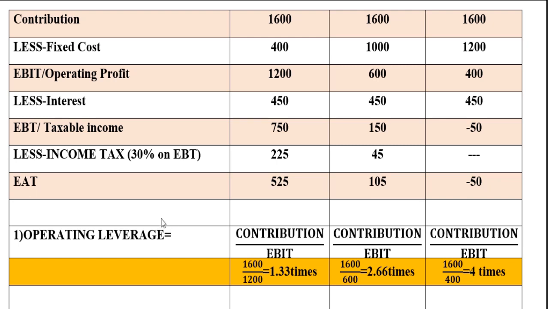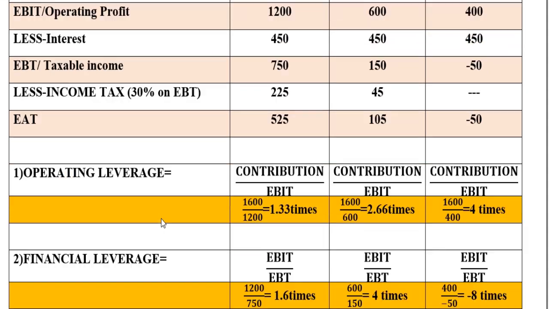Okay, the next leverage is financial leverage. What is the formula? Financial leverage equals EBIT divided by EBT. So what is EBIT here? In the first situation 1200, whereas the taxable income is 750. Thus 1200 divided by 750 equals 1.6 times. In the second situation 600 divided by 150 will get 4 times.